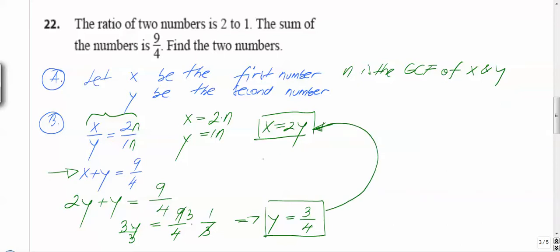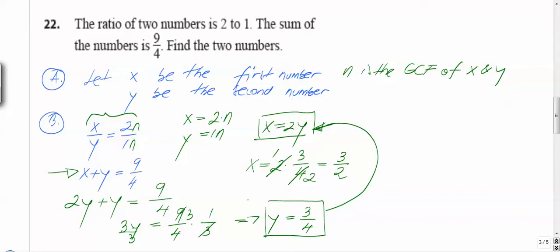Well, if y is 3/4, your x will be 2 times 3/4, and your x will be equal to what? 2 times 3/4. Well, 2 and 4 could be divided by 2, right? You have a cross cancellation here. 2 divided by 2 is 1. 4 divided by 2 is 2. And that gives your x, I'm sorry, as 3/2, or 1.5.